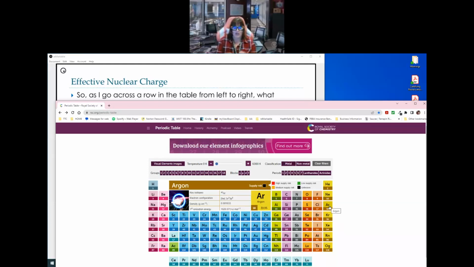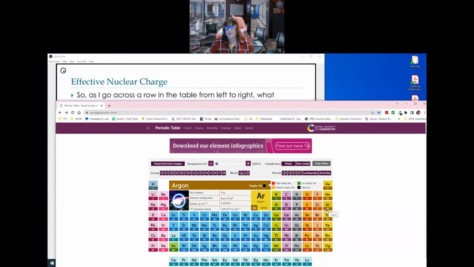And so the fact that I have more protons and we have electrons that don't necessarily see each other means that what happens is, as we go across this way, that additional positive charge that we have in the center pulls all of those electrons in more. So as I go from sodium over here to argon, the size gets smaller. And that's because the effective nuclear charge gets bigger. So my nuclear charge gets bigger, my size gets smaller.